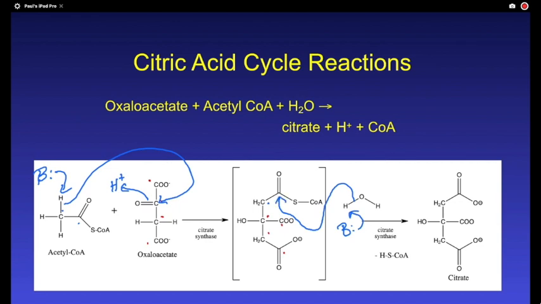I will then do what? When I attack a carbonyl, what do I have to do? Kick up. Then I will kick down because I have a ketone here, I have a ketone there. That's why I have to kick down. And then I have to have a leaving group, and that will be CoA that picks up a proton as the leaving group. I now have citrate. One of the names of this cycle is the tricarboxylic acid cycle. Why? There are 3 acids right here in citrate, 3 carboxylic acids.